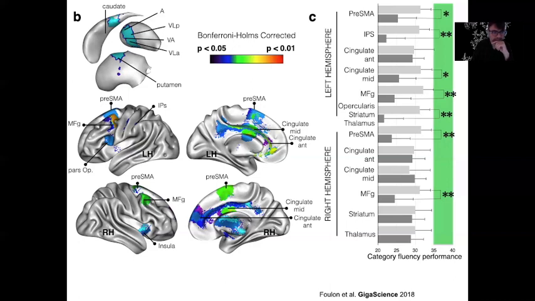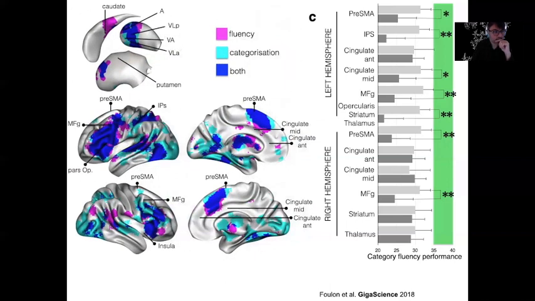And what we can see is that the regions that were disconnected in patients, leading to a decrease of performance in category fluency compared to healthy controls, are classically activated with functional MRI during tasks involving the production of language fluency and the manipulation of categories. And now we're going to look at the surface of the brain.